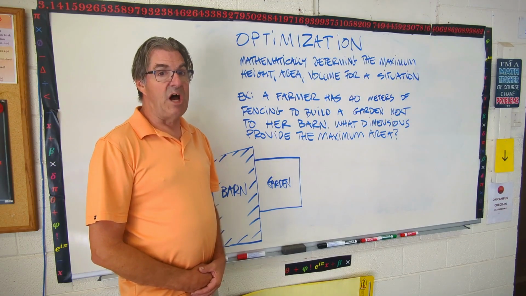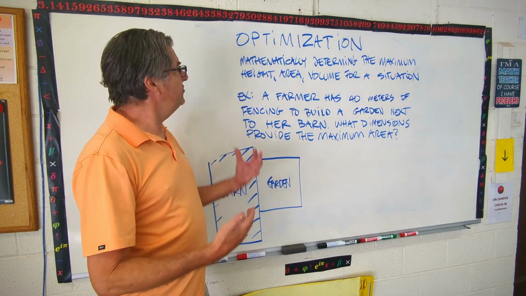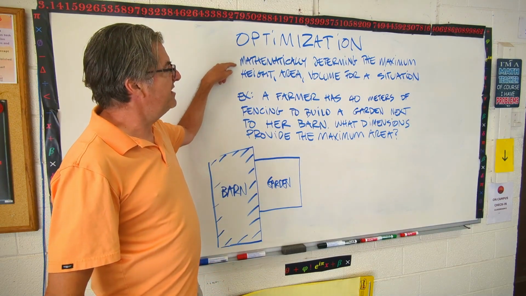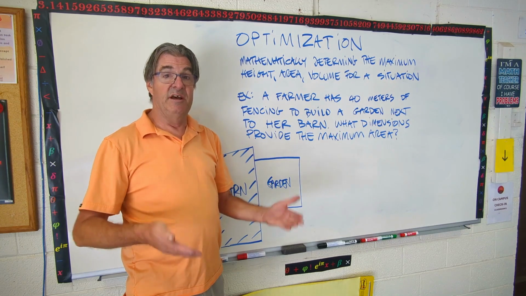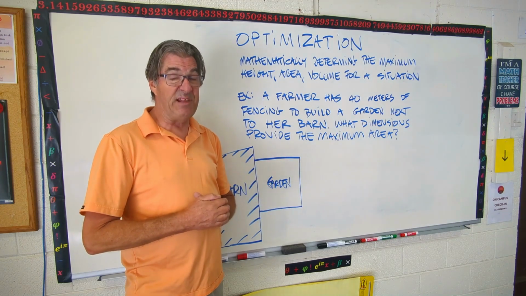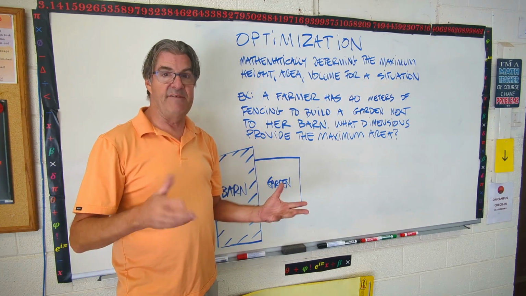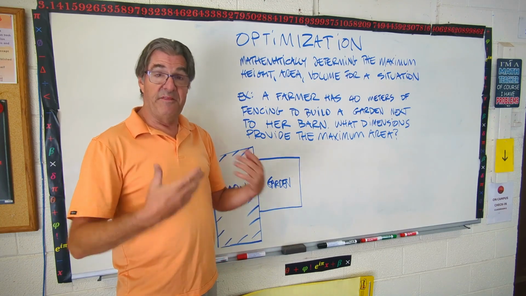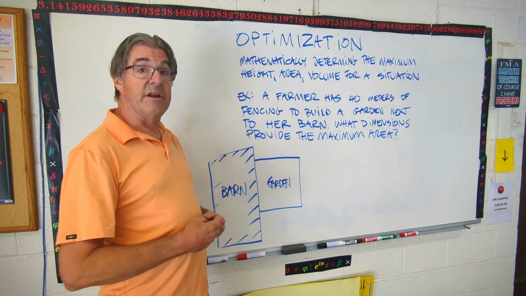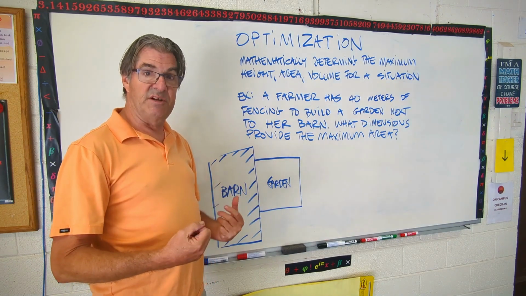Today's topic is optimization. What we're going to do here is mathematically determine the maximum height, area, or volume for a situation. Now, this process is widely applicable to lots of areas in life. If you're running a company, you want to maximize your profit. Things like that. So let's take a look at a problem here that illustrates this principle.